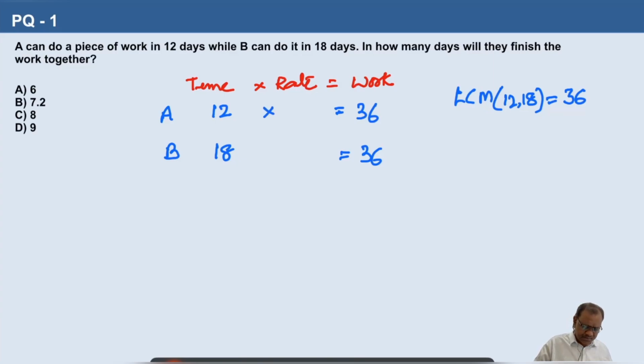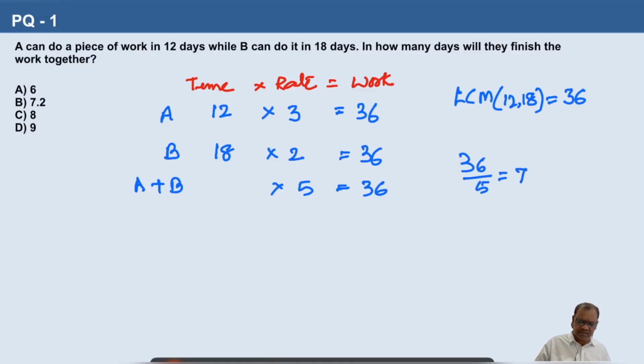So 36 is divisible by 12 3 times. 18 divides 2 times. So when A and B are working together, they can do 5 units per day, total 36 units of work. They will do it in 36 by 5 days. So what is 36 by 5? 7 times 5 is 35, 1 remains, so 0.2. 7.2 days they take to complete the work when they are working together. So the answer is option B.